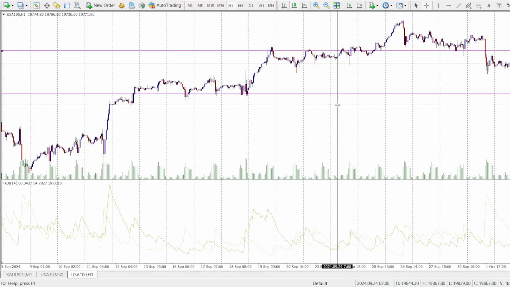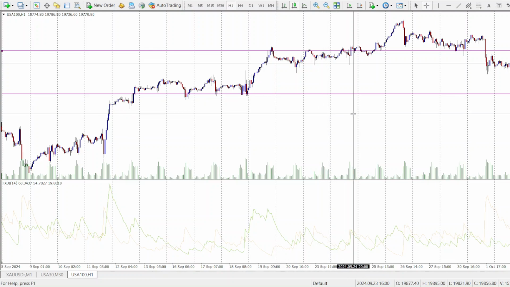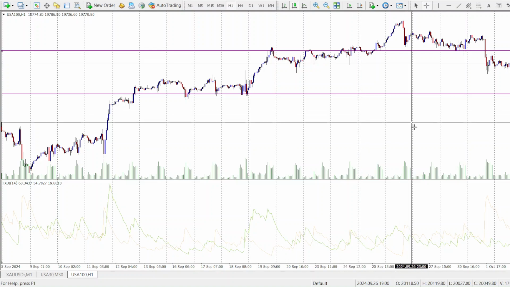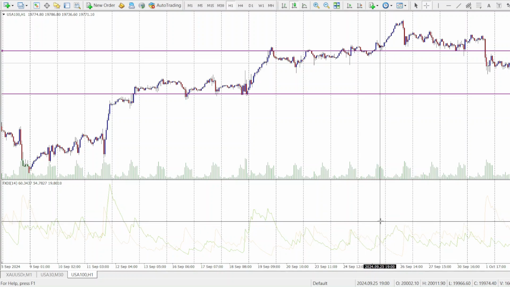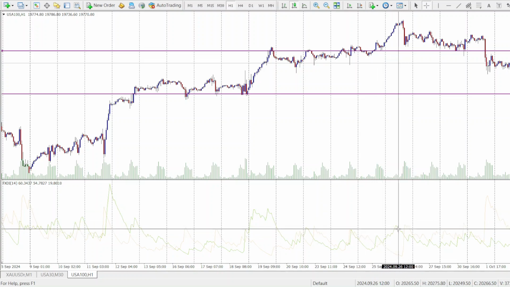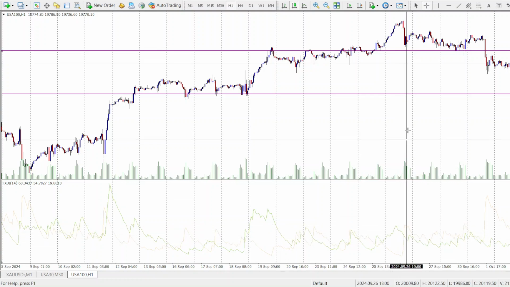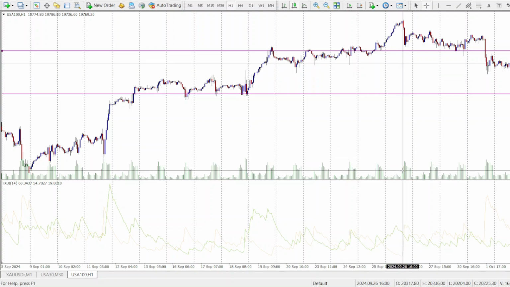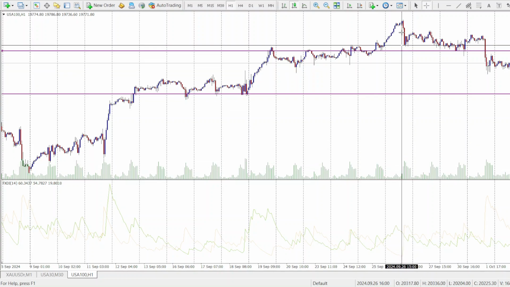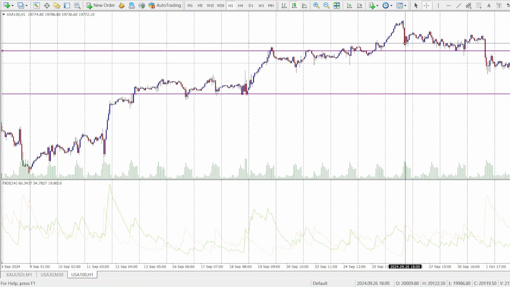Now, as for a sell trade, it is just the opposite of the buy trade, right? As for the sell trade, all you need to do is watch out for a bearish crossover. Now, let us look at a few examples. You can see that after the green line crossed over the yellow line downwards around here, just right after that crossover, the asset sold.